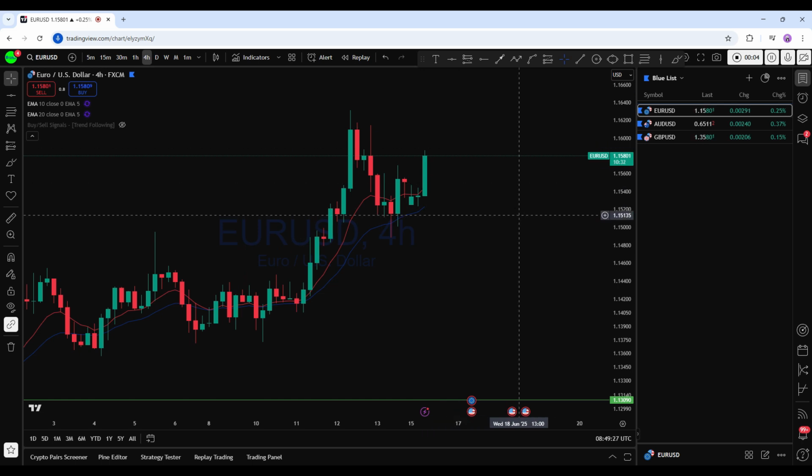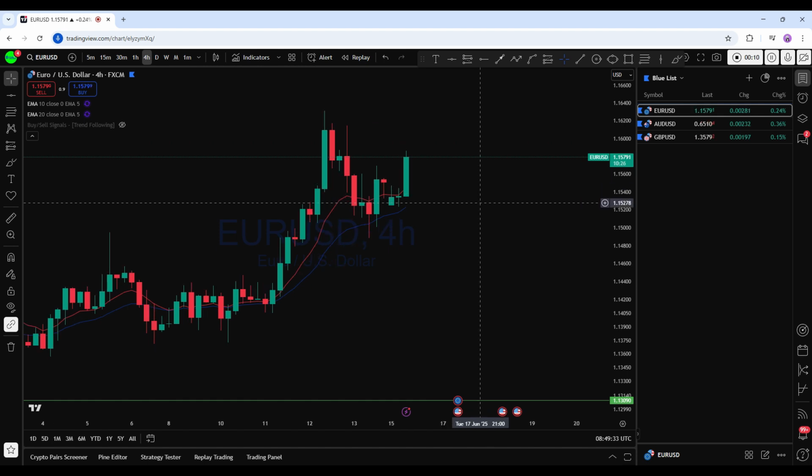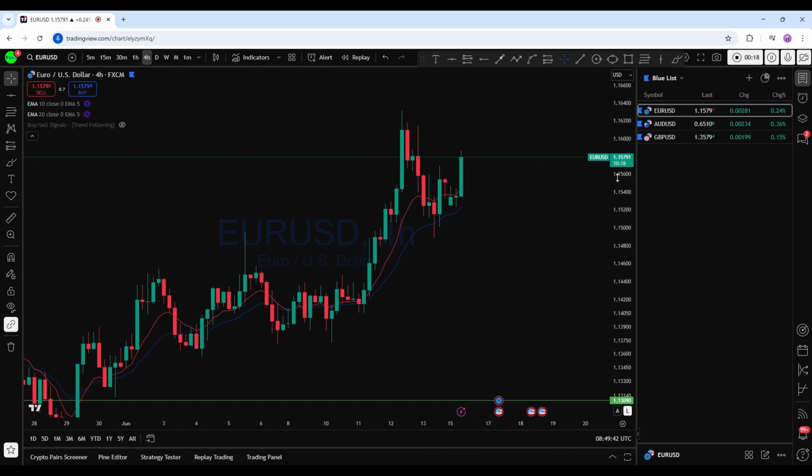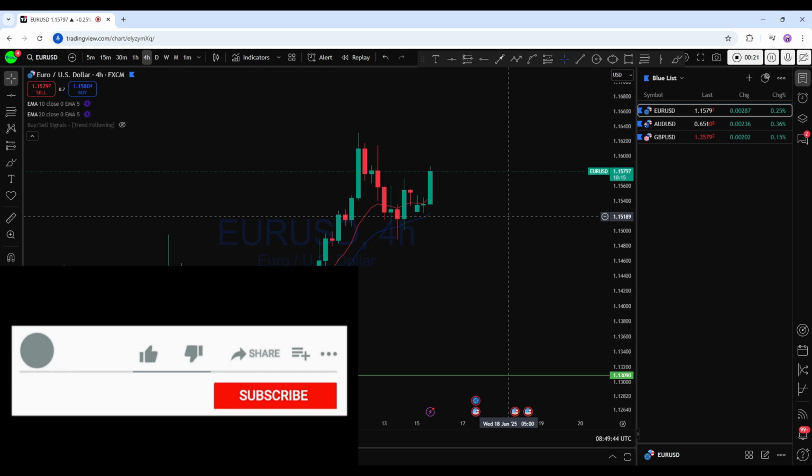So we can see that EURUSD, AUDUSD and GBPUSD, as expected, the market opened with a gap with multiple retests of the 10 and 20 EMA from this liquidity zone. Potentially the price may continue in the major direction of the trend.